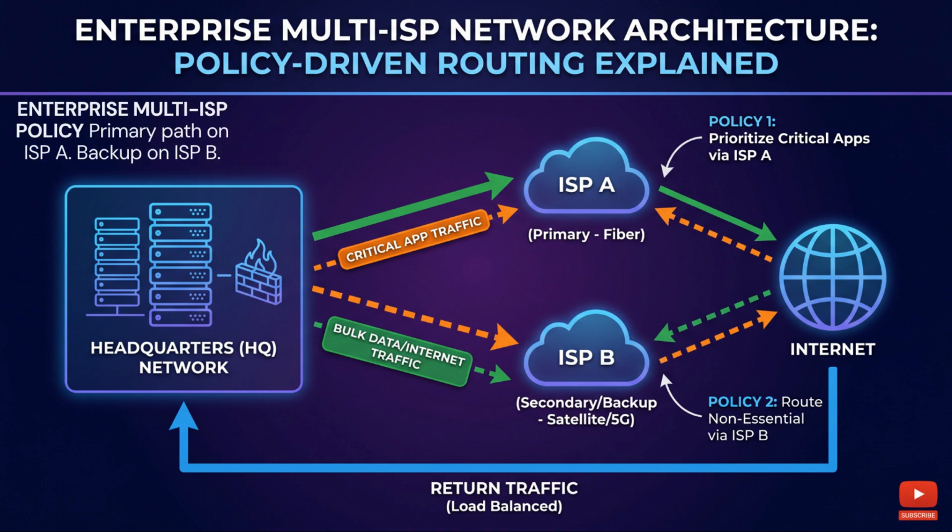Here's a practical enterprise example. Imagine a company with two ISPs that wants ISP A to carry normal outbound internet traffic, while ISP B stays available as backup. Local preference can control the internal decision, while selective advertisement and AS path prepending can help shape how return traffic comes back from the outside.